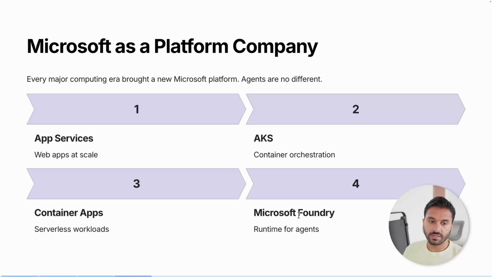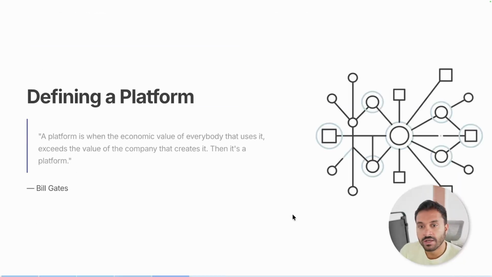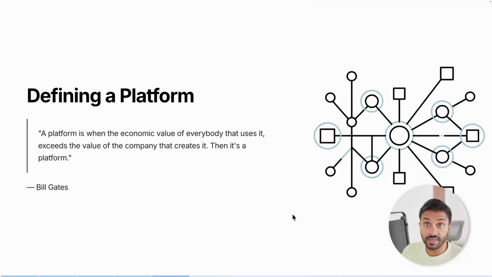And mostly because of the fundamental shift of the nature of software. The nature of software is changing, and Microsoft Foundry is a platform for building agents, right? And one quote from Bill Gates: platform is when the economic value of everybody that uses it exceeds the value of the company that creates it. The key takeaway of this is they've been a platform company from the beginning, and it's only logical that they're giving you a platform to build agents, because agents are the future of software.